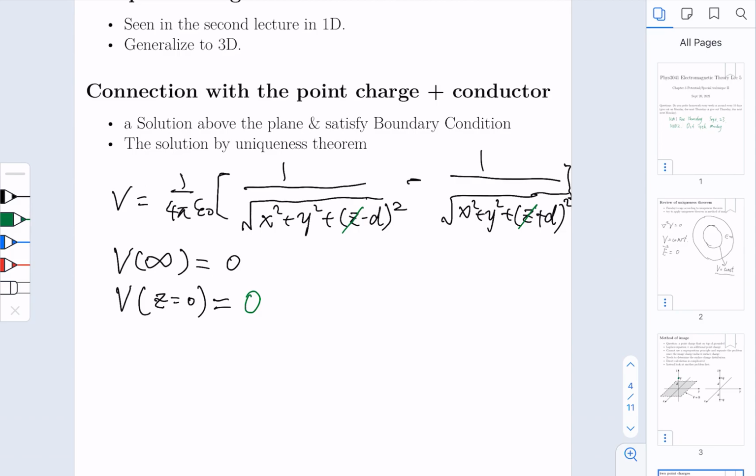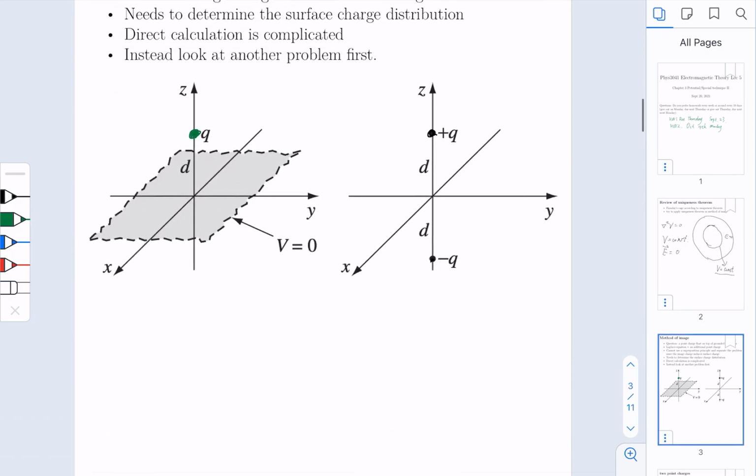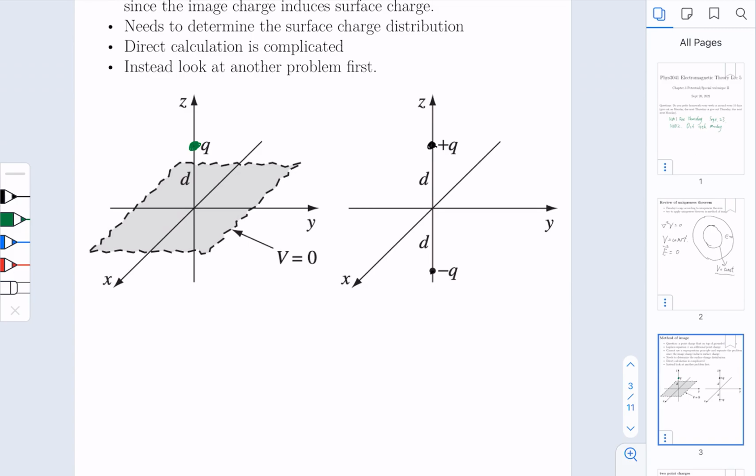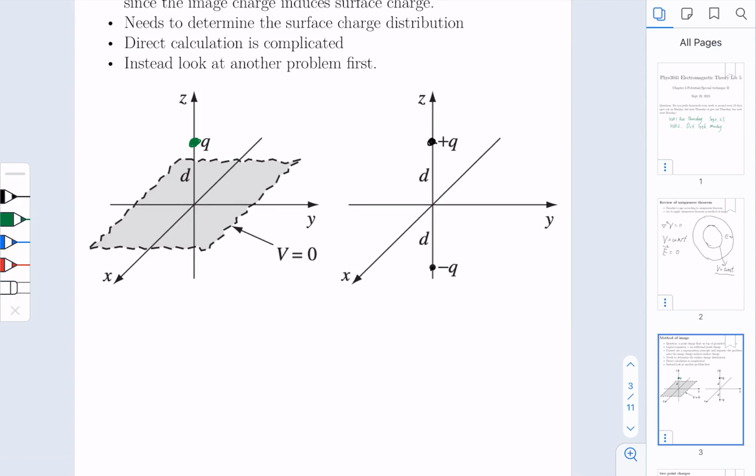And if you look at the problem that we are trying to solve before, the problem we are trying to solve is exactly V equals 0 at the xy plane. So you see that somehow magically, if we position a negative q charge below, these two together will generate an equal potential surface exactly at the xy plane, and this will automatically satisfy the boundary condition on the left.